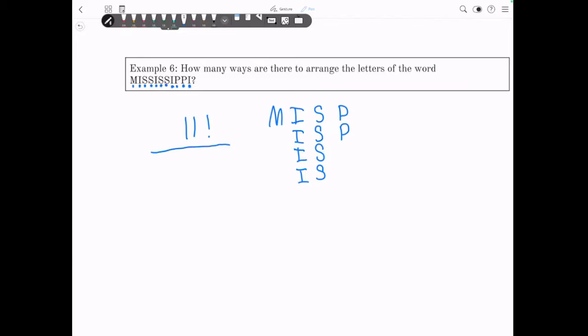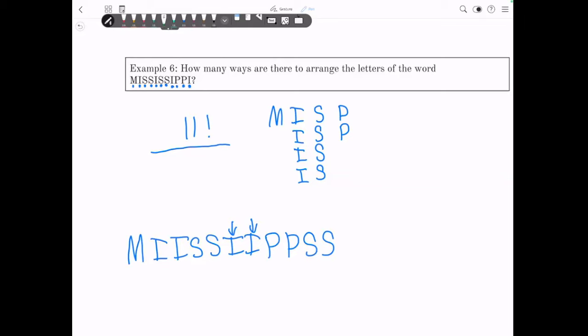So does anybody know what we can do to account for the fact that there are four I's? Note that if we were to do the four I's, we could just rearrange the four I's. So for example, in an arrangement, if you had M, I, M, I, and then we had S, S, I, P, P, S, S, let's say, then having this I here and this I here is the same as having this I here and this I here. So we are overcounting for this. Does anybody know how we can account for this? We can divide it by 4 for all of the I's. Not quite, because there are 4 factorial ways to arrange the I's, not just 4. So we actually have to divide by 4 factorial.